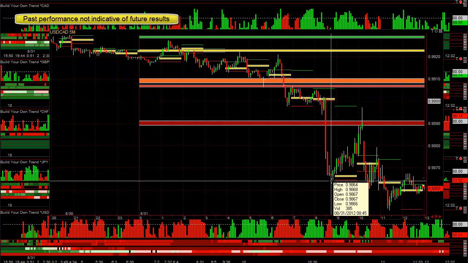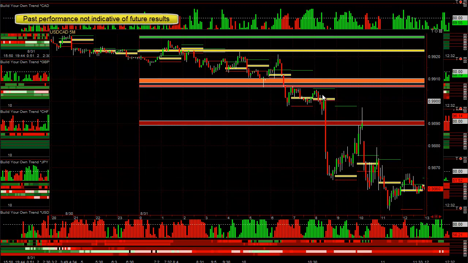You're short again here at 9,900. Went all the way down to 64. That's a 35 plus pip move. And this is another example of the trade. However, I don't like to take them once they're this far off the low, off the high.